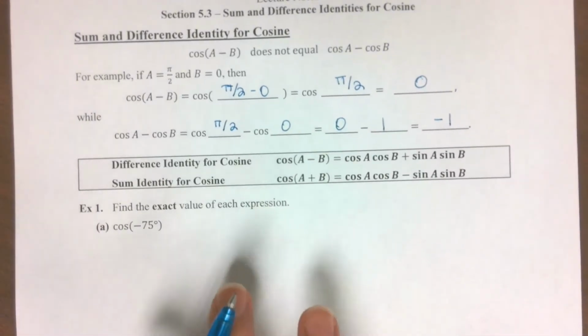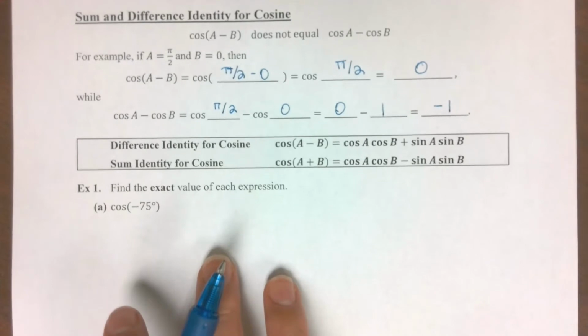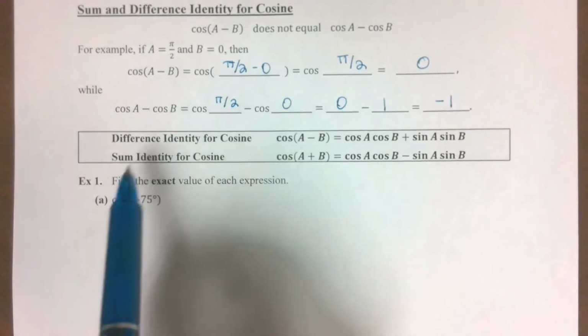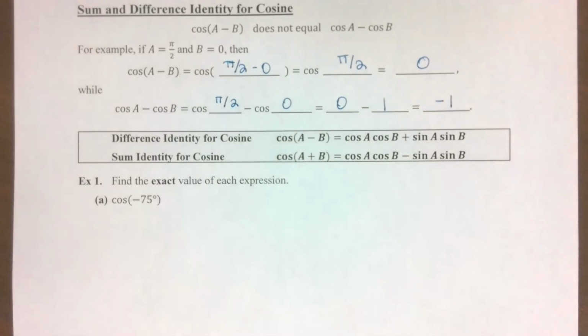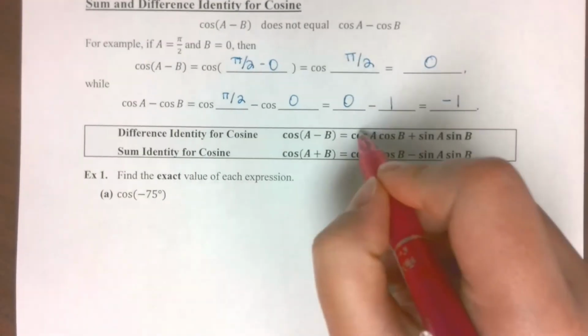So that's where our new identities come in. For the difference identity, cosine of A minus B is equal to cosine A times cosine B plus sine A times sine B. And then the sum identity for cosine, cosine of A plus B, is cosine A times cosine B minus sine A times sine B.